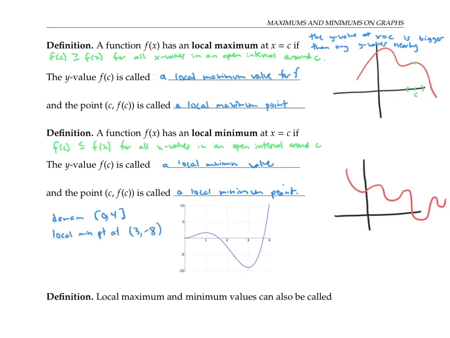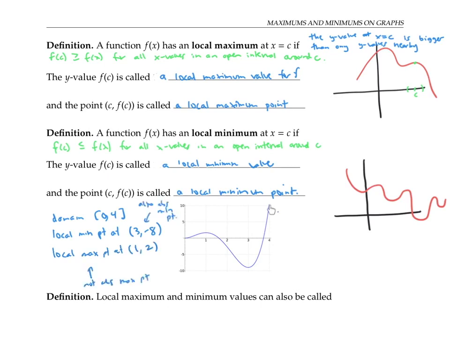Turning our attention to local maximum points, this function has a local maximum point at (1, 2), say, because this point here is the highest point anywhere nearby, even though it's not the highest point anywhere in the domain, since there are higher points over here. So we have a local max point at (1, 2), which is not an absolute max.